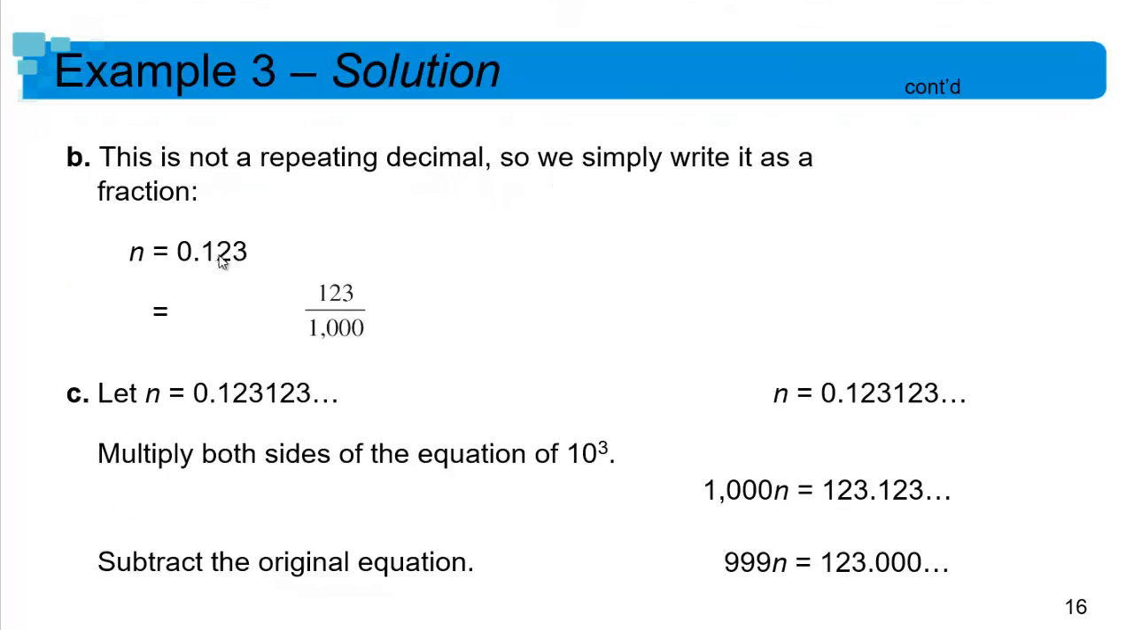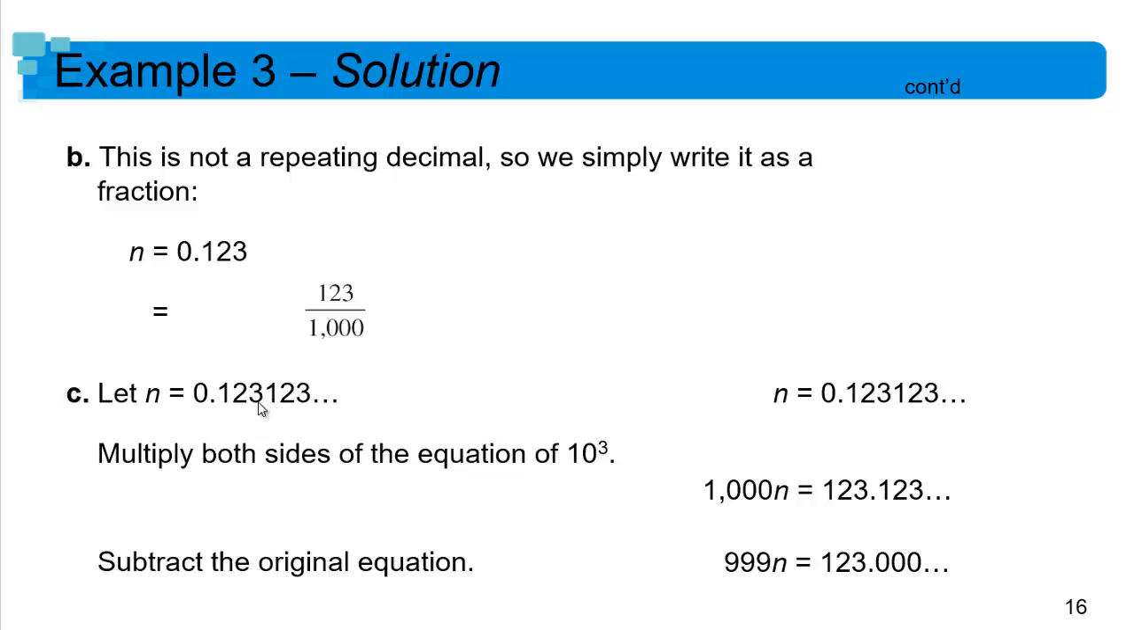So our second example was 0.123, but nothing repeated. There wasn't a bar over it. So you just simply rewrite this in terms of its decimal. This is the tens, hundreds, thousands place. So it's 123 over 1,000. You can also remember that there's 3 decimals, so you need 3 zeros on the end of your 1. And that's your answer for that.